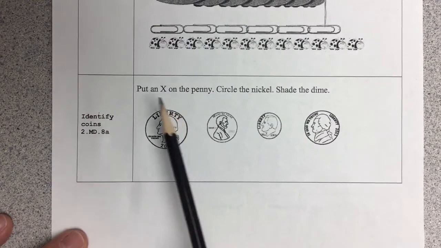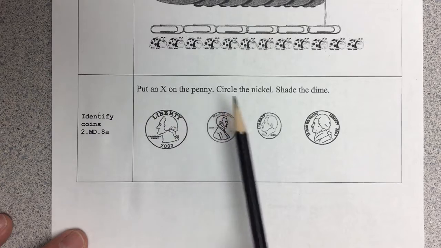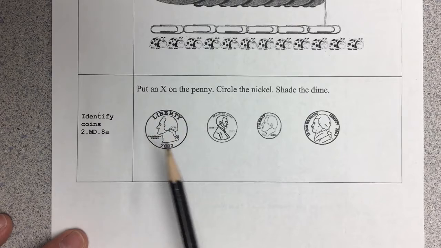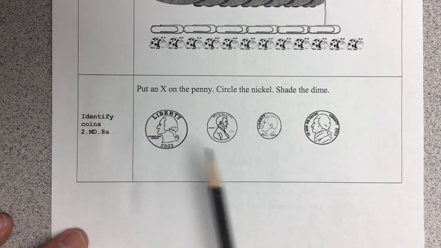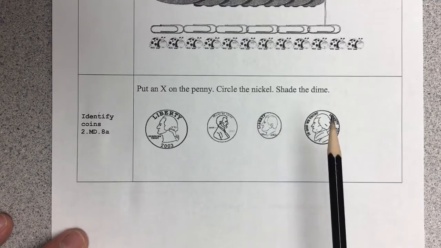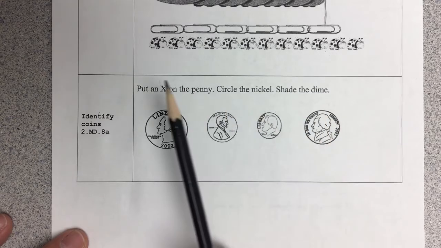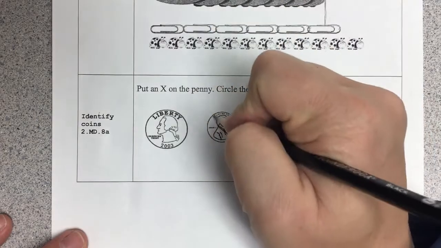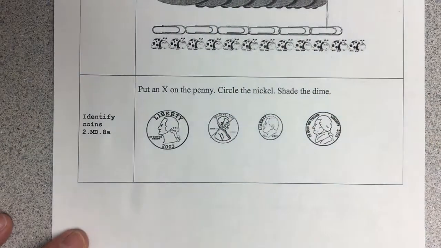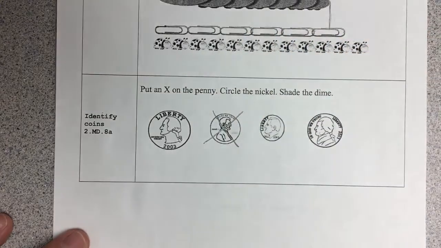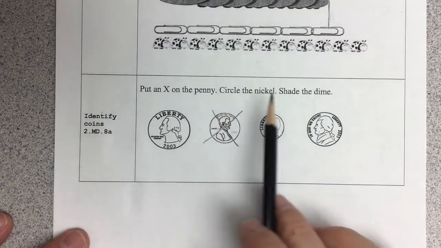Identify coins. Put an X on the penny, circle the nickel, shade the dime. So we're looking here. So I've got this right here is a quarter, a penny, a dime, and a nickel. Okay, so put an X on the penny. So we'll go to the penny, put my X. All right, now maybe I want to come a little further, just make sure the teacher can see it.